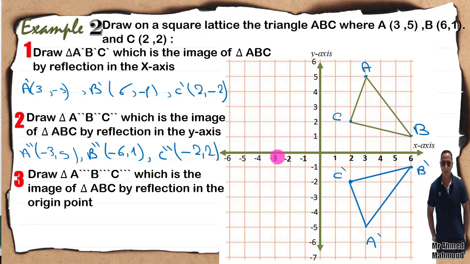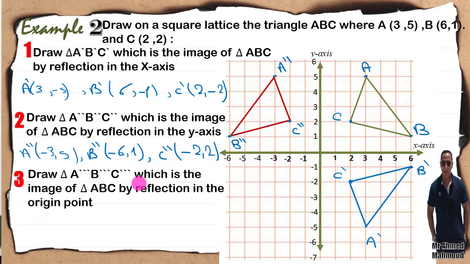Okay, negative 3, 5 here. This is A double dash. Negative 6, 1 is B double dash. Negative 2, 2 is C double dash, and then connect them like this. Gives me triangle A double dash B double dash C double dash, image of triangle ABC by reflection in the y-axis.